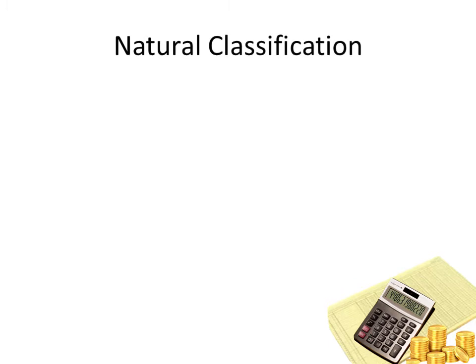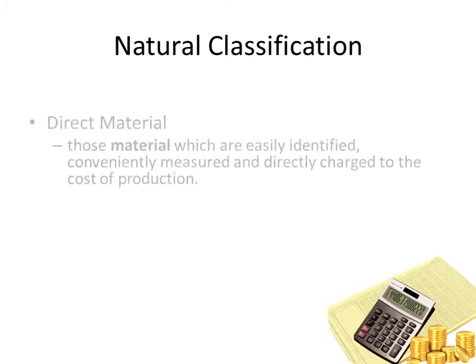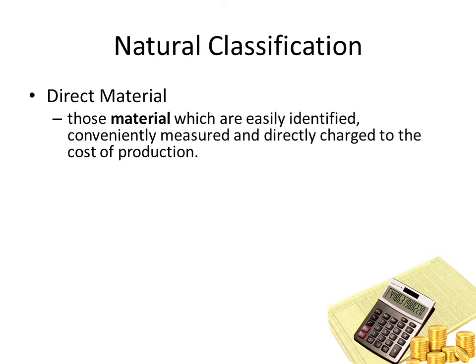Next, we have different classifications of costs. The natural classification usually pertains to our product cost. So we have three. Number one is the direct material. Those materials that are easily identified, conveniently measured, and directly charged to the cost of production.